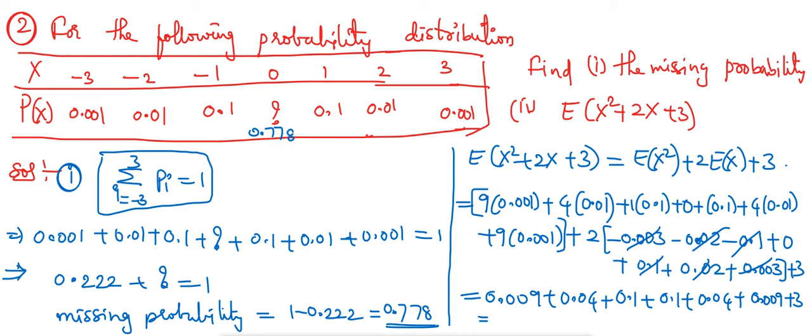It is equal to 9 plus 9, 18. 18 means 1 is carried. Here 4 plus 4 is 8 plus 1, it's 9. 1 plus 1 is 2. It's 0.298 plus 3, which is equal to 3.298.